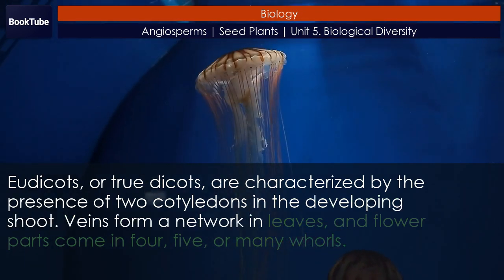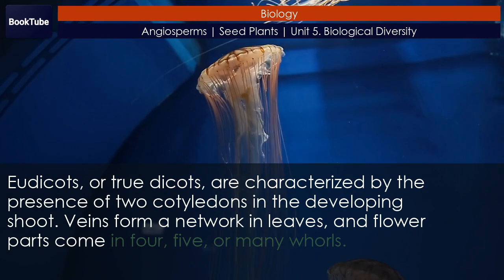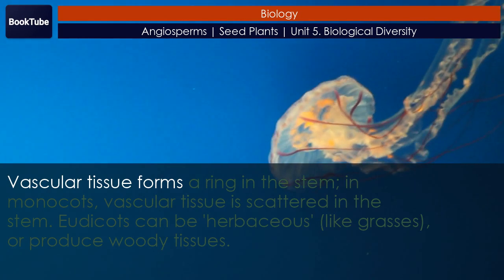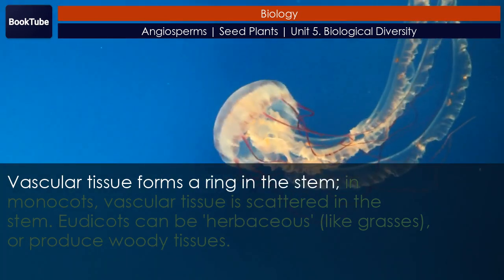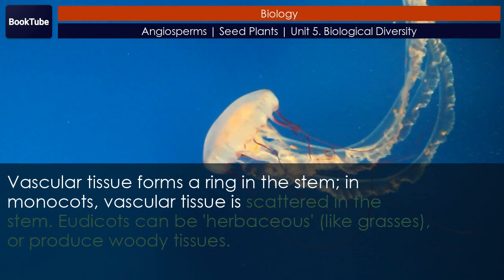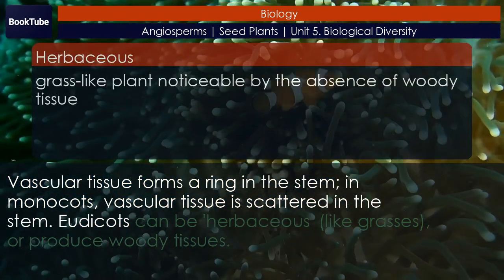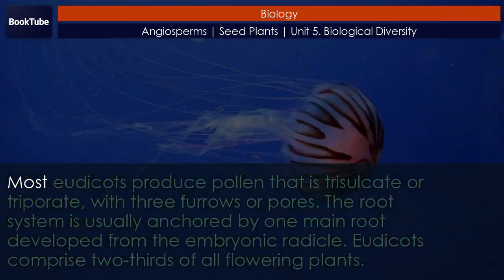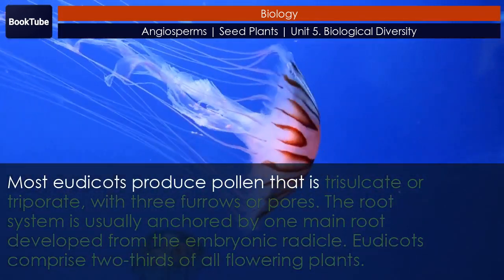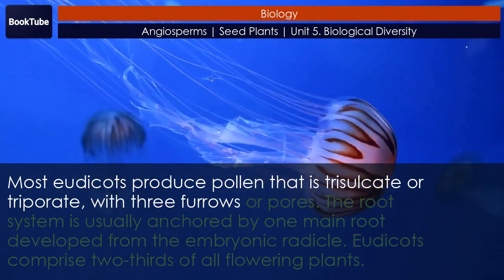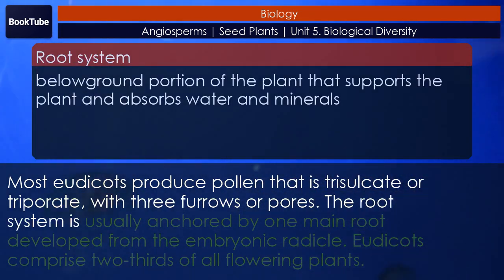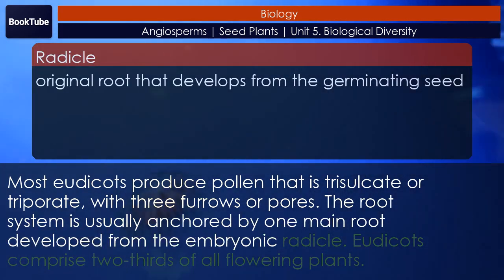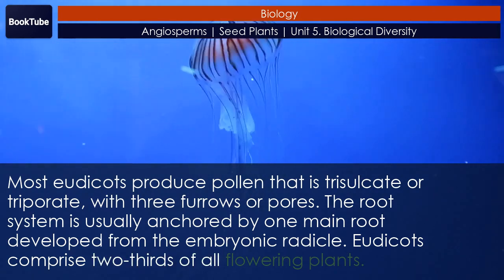Veins form a network in leaves, and flower parts come in 4, 5, or many whorls. Vascular tissue forms a ring in the stem. In monocots, vascular tissue is scattered in the stem. Eudicots can be herbaceous, like grasses, or produce woody tissues. Most eudicots produce pollen that is trisulcate or triparate, with 3 furrows or pores. The root system is usually anchored by one main root developed from the embryonic radicle. Eudicots comprise 2/3 of all flowering plants.